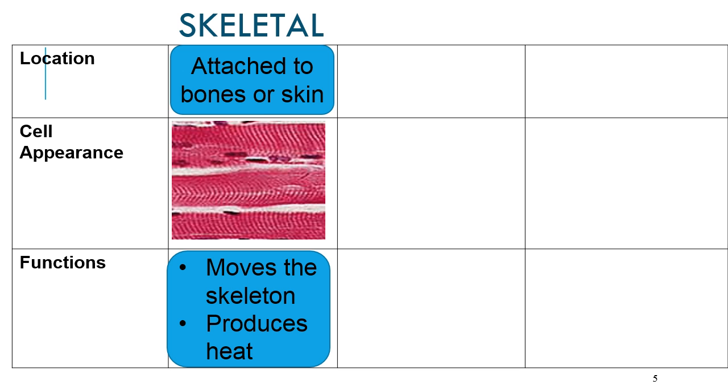How are skeletal muscles controlled? Voluntarily. So by which nervous system is that? Somatic nervous system. And the somatic nervous system gives you voluntary control over your skeletal muscles.